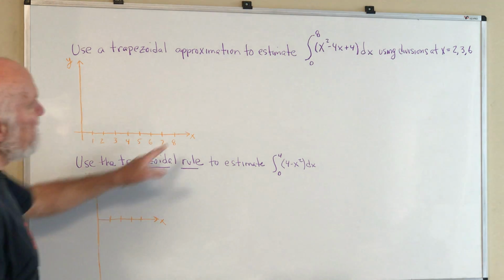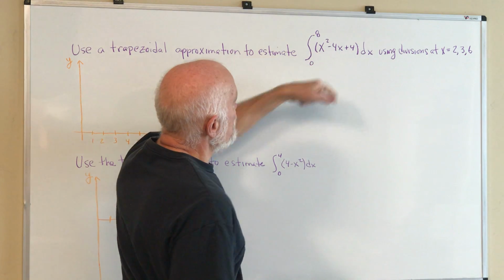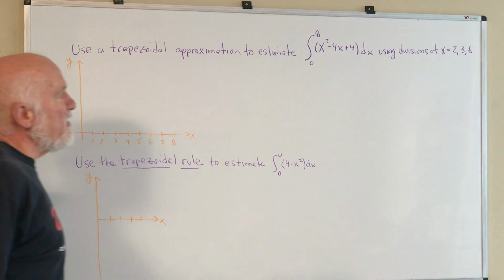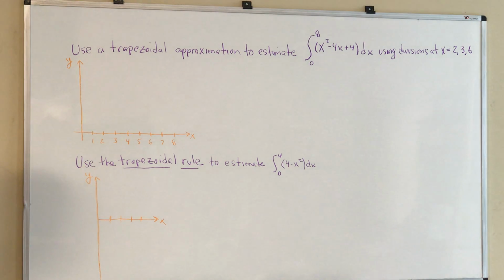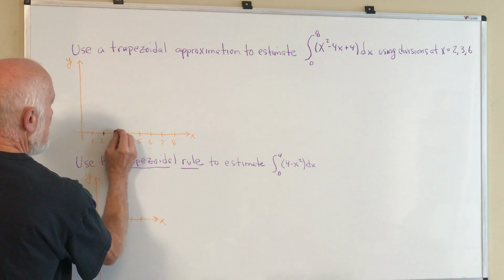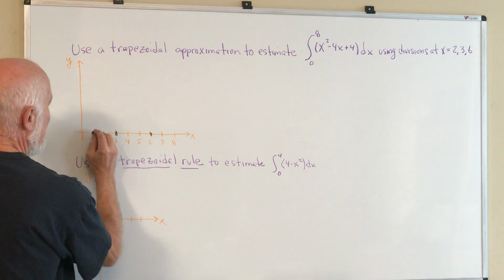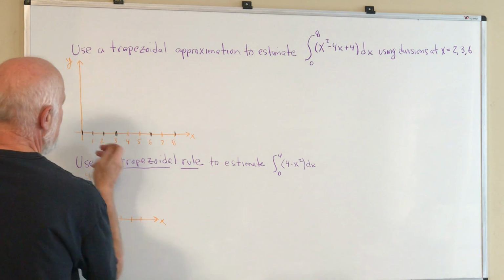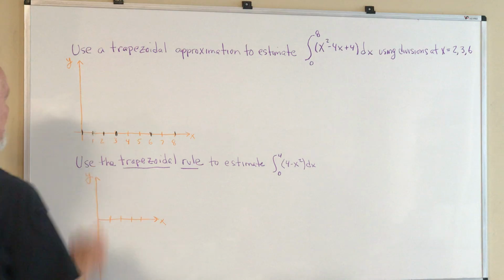So, say we have this function, and we're trying to estimate the signed area between 0 and 8 for that function. In other words, find that definite integral. And let's use as our divisions in this trapezoidal approximation at 2, 3, and 6. So at 2, at 3, and at 6. And then we've got our endpoints. We won't do it at 1.